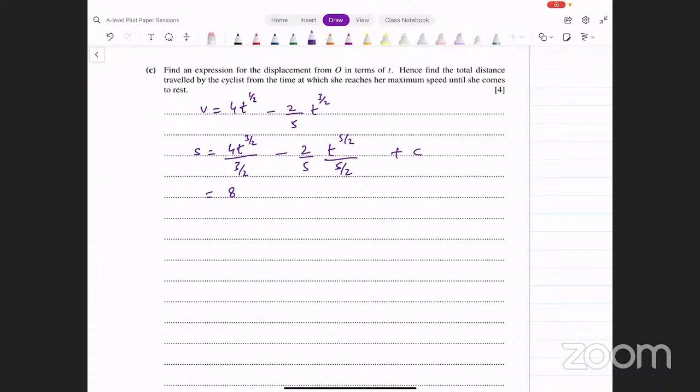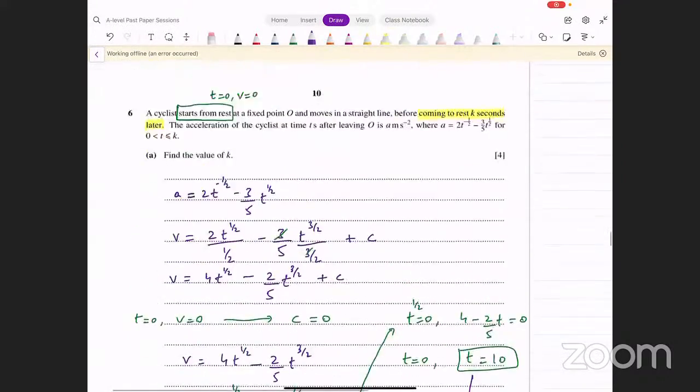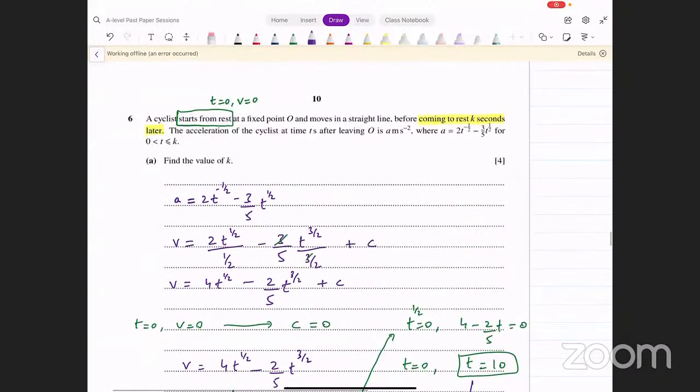उसके बाद 8t raised to power 3/2 divided by 3 minus 2/5 और ये 2 पर चला जाएगा. It becomes 4/25 into t raised to power 5/2 plus c. Now think about this. उसने क्या दिया हुआ यहाँ पे? उसने आपको बताया है कि the cyclist starts from rest at the point O. तो O से ही स्टार्ट कर रहा है.